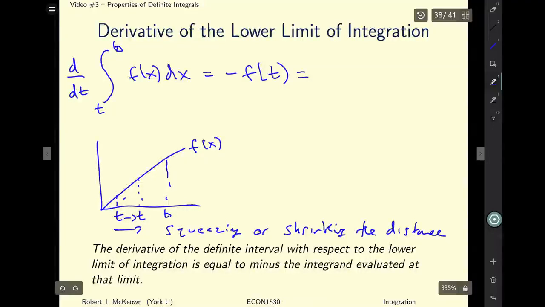Or I could write it like, after integrating, we take the derivative and then evaluate the function at t. Oh, and I should make sure I don't forget my negative sign there. All right, so if t is getting larger, in this case, we're shrinking. We're shrinking the area.